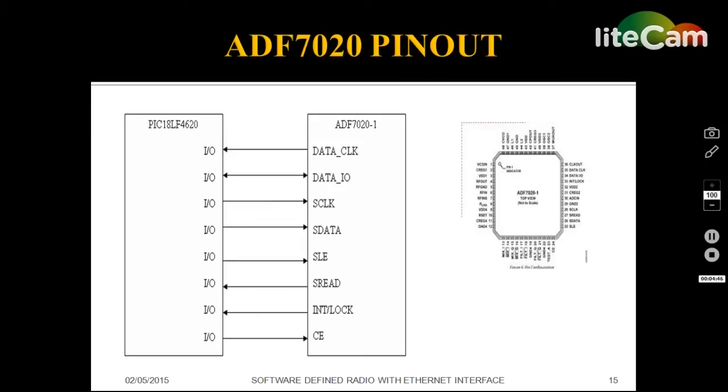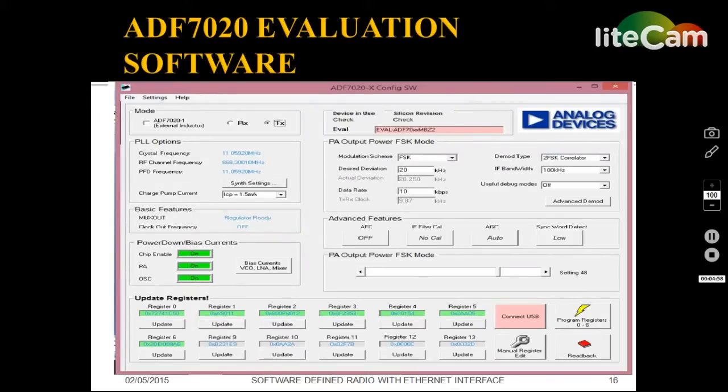SLE is the load enable pin. S read is the serial data output. Interrupt or lock is a bidirectional pin. Chip enable is to power down or power up the ADF7020 module.